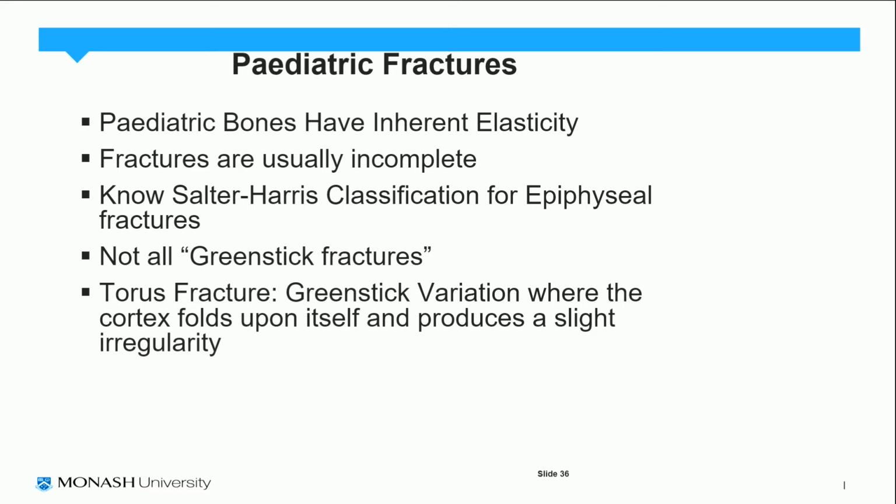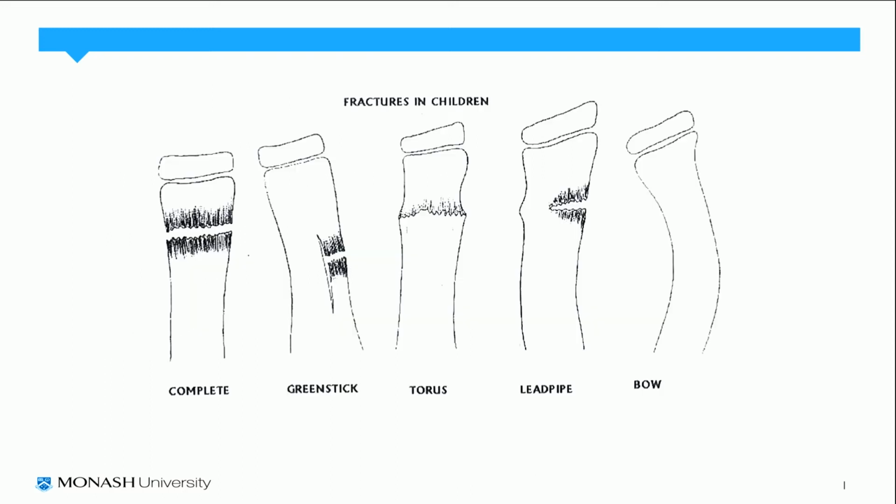Then finally, just a few points on pediatric fractures. Pediatric bones have inherent elasticity, so the fractures are usually incomplete. Importantly, there is the Salter-Harris classification, and remember that not all fractures are greenstick fractures. A torus fracture is a variation on a greenstick where the cortex folds upon itself and produces a slight irregularity. However, there's no break in the cortex.